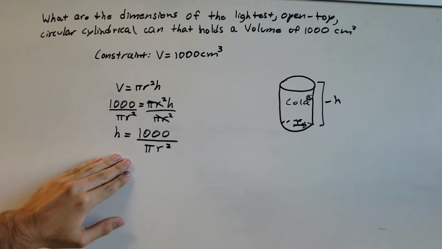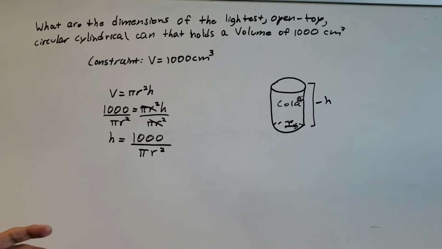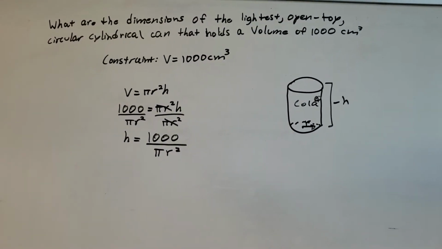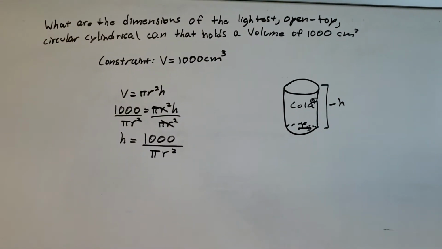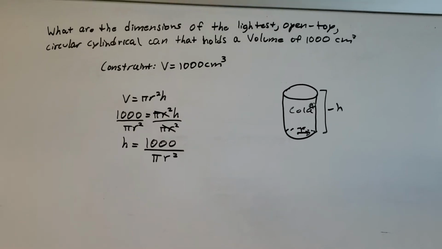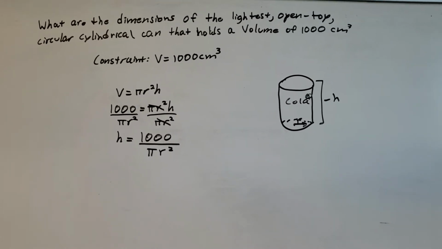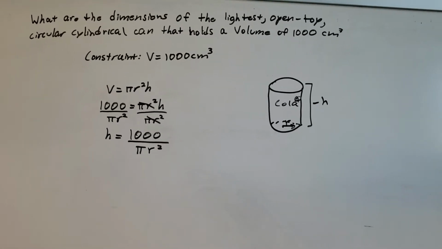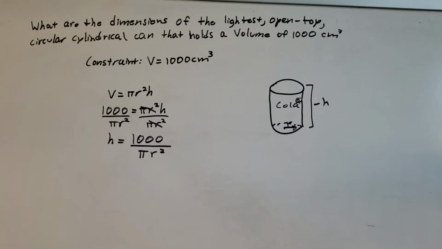This is going to be very helpful because now we go to another equation that relates the surface area of the cylinder, and we'll use it to get that equation in terms of just one variable. We're dealing with making the dimensions of the lightest can. In other words, we're using the least amount of surface area possible. And it's also an open top.